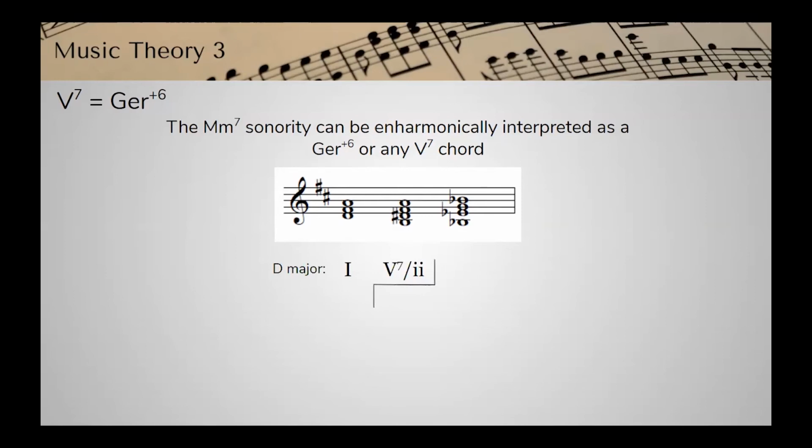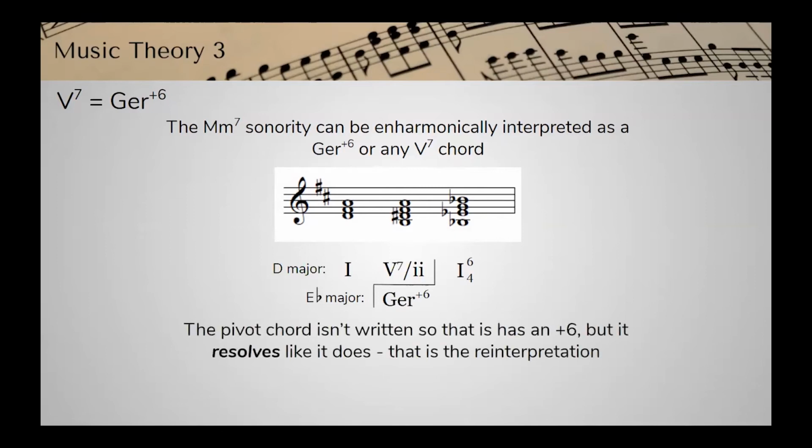So this 5/7 of 2 is being enharmonically reinterpreted as a German augmented 6th in the key of E flat major, and resolving to a 1/6/4 in that key of E flat major. So this is a case where we're reinterpreting this chord as 5/7 of something, any kind of 5/7, and using it as a German augmented 6th in the new key. Now notice that the pivot chord isn't written so that there is an augmented 6th, but it resolves like it does. So this is a common thing too.